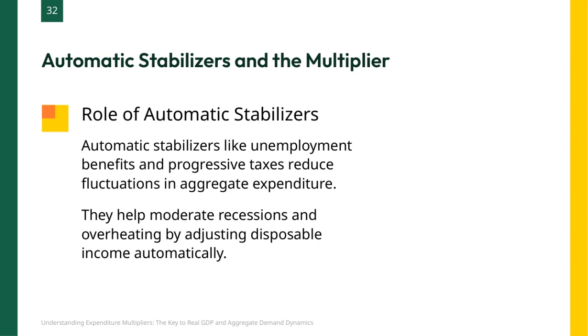People pay less tax when their income falls, which leaves them with more disposable income to spend. Together, these mechanisms help moderate economic downturns and prevent the economy from overheating by automatically adjusting disposable income, cushioning changes in demand. This automatic adjustment supports more stable economic growth and reduces the severity of economic cycles.